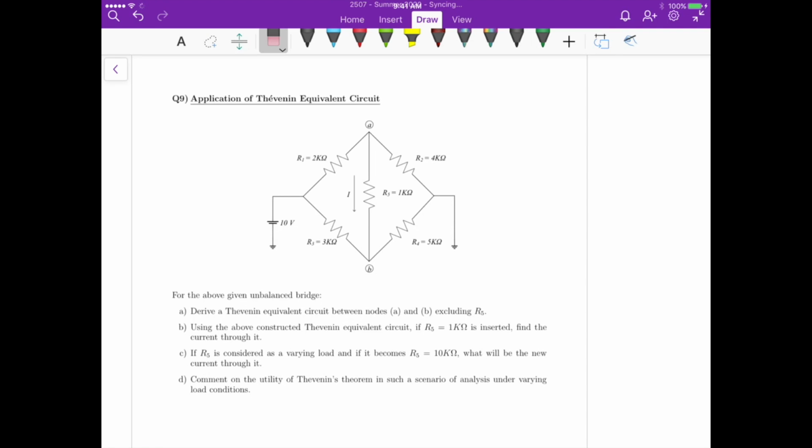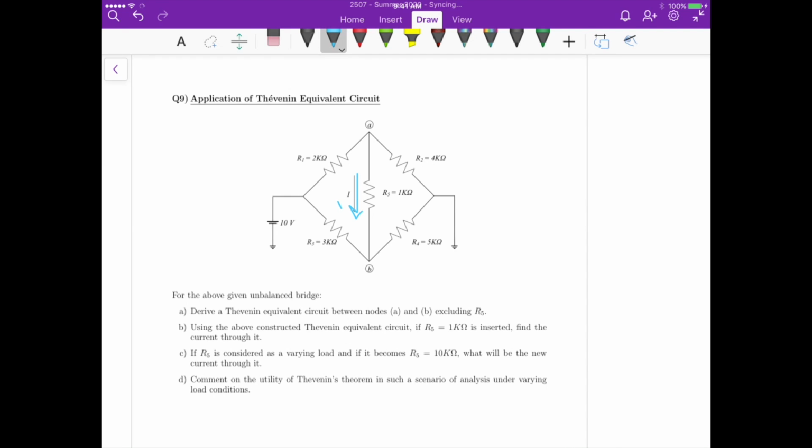So R5 is actually our load. So we are analyzing what's the equivalent circuit using Thevenin's theorem. For part B, using the Thevenin circuit and with R5 equals 1K, calculate the current flowing through it. So it's just this current here that we have, I, right?